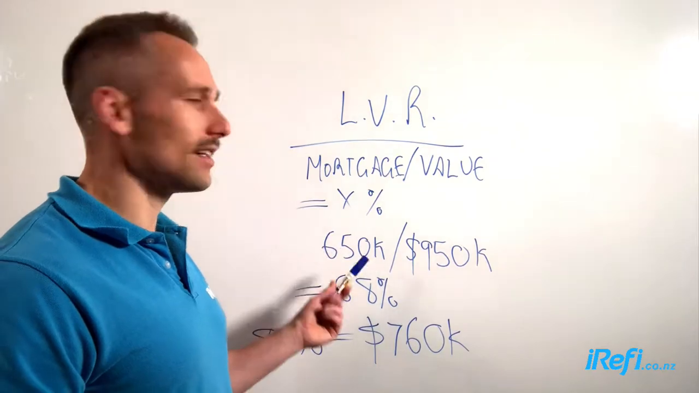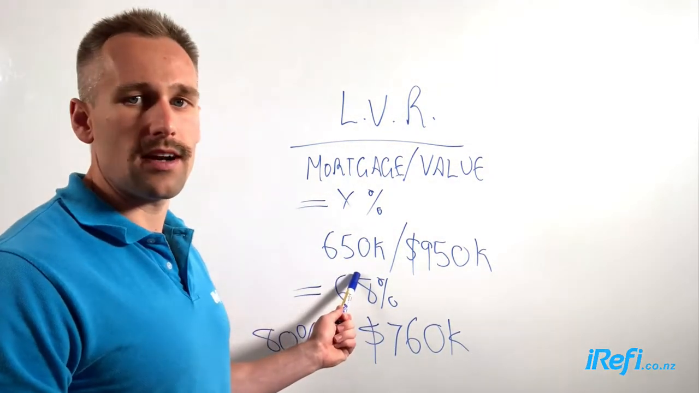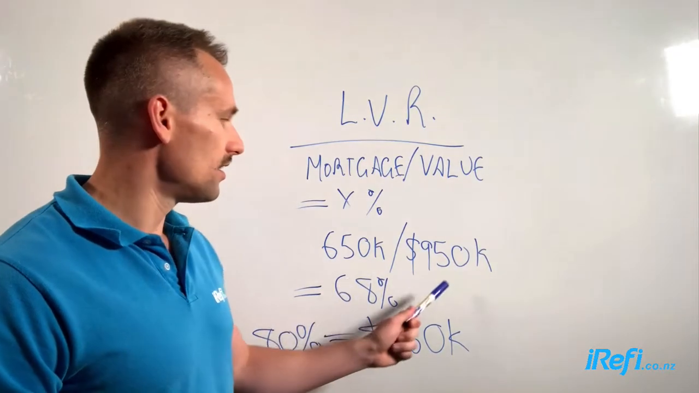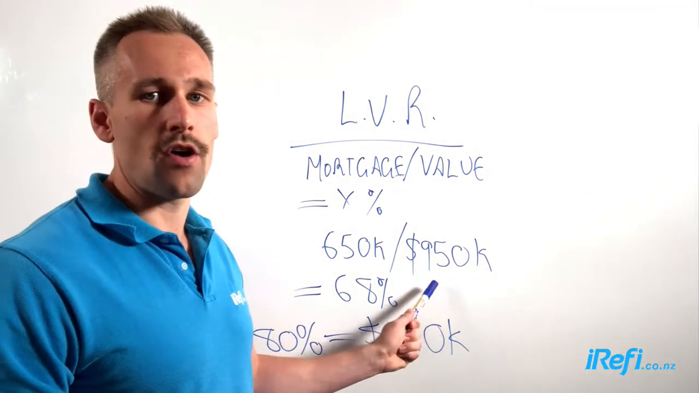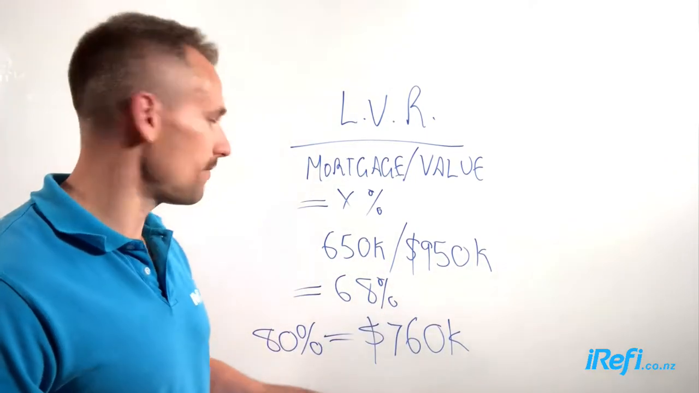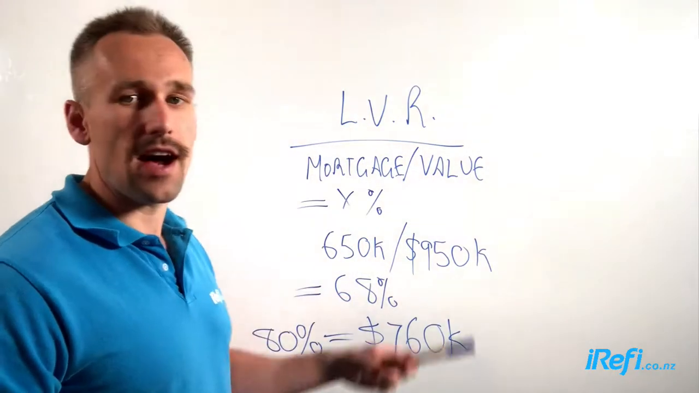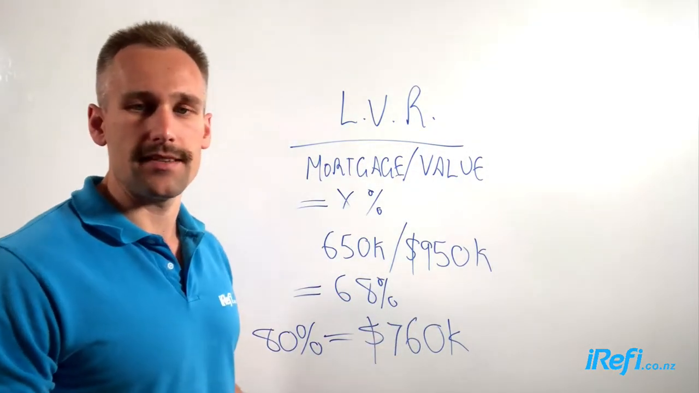So let's have a look using some numbers. Let's say your mortgage is $650,000 and your house is valued at $950,000. What you do is take your 650 divided by 950, and you get 68%. So this person's LVR on this property is 68%.